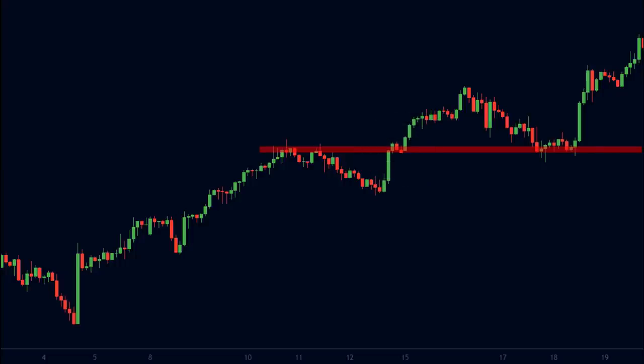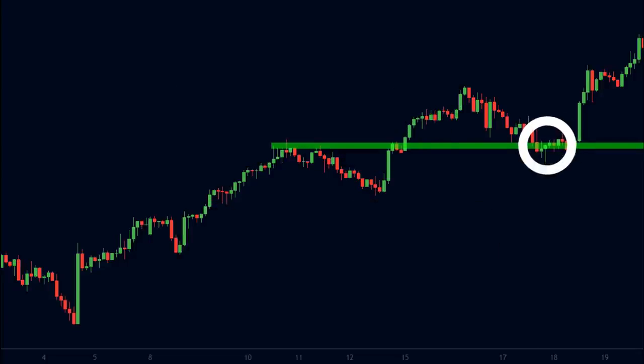Now, the second step is to wait for the pullback. We want the price to pull back to this resistance level that has now turned into a support level. We will look for an entry around this area. The third and the final step is our entry trigger. When the price reaches the resistance turned support level, we will create a short-term trend line on the pullback. We wait for the trend line to break. On this candle, the price breaks above the trend line, and we enter on this candle.